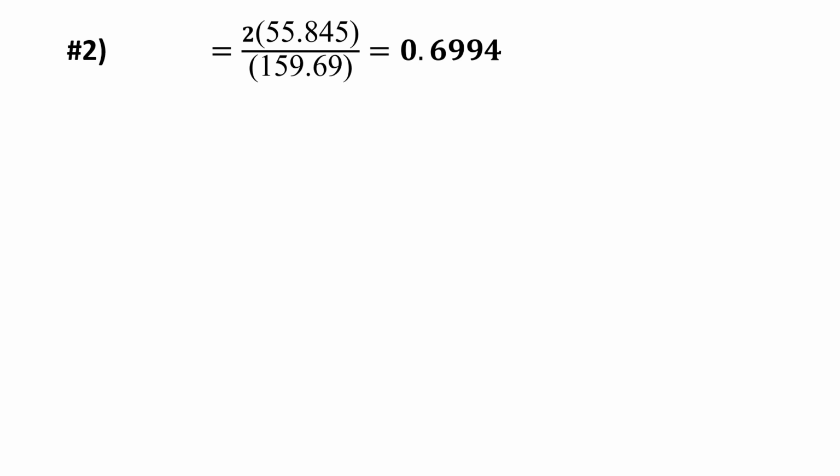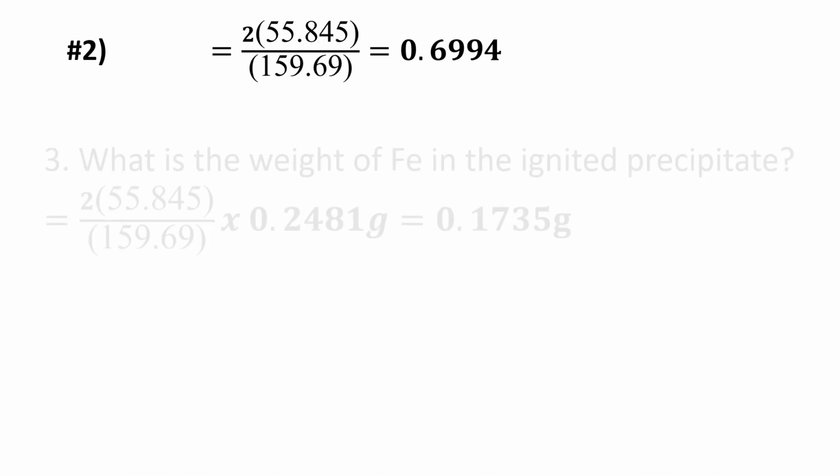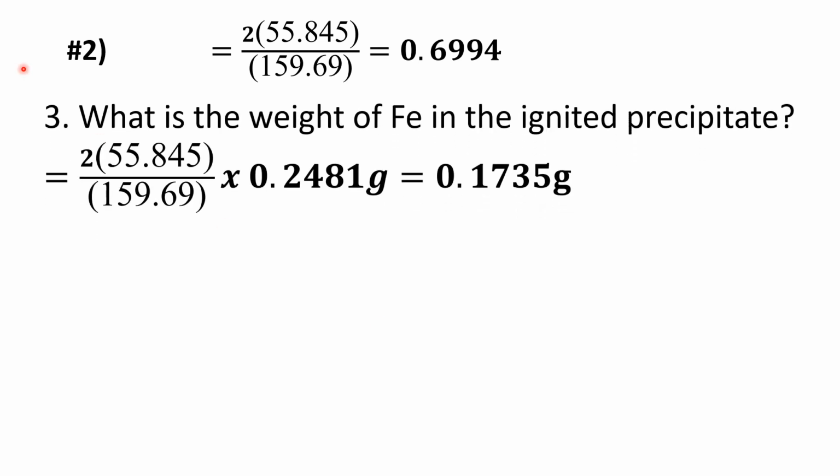Okay, so next is to find the weight of iron in the ignited precipitate. So what do you do? That is from number 2. You multiply this by the mass of the precipitate. Ito na yung pure ferric oxide. By this factor, you will get this. So ito na yung iron. The iron present in the precipitate.